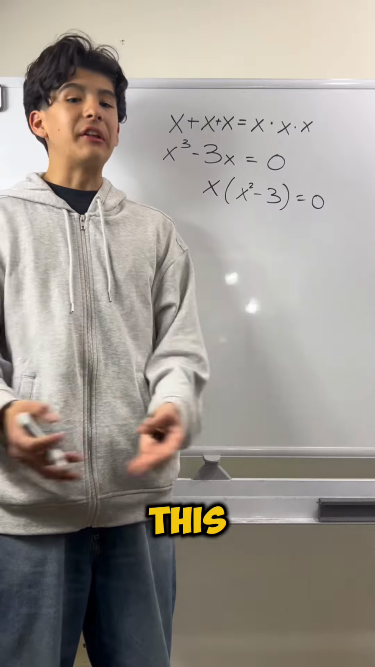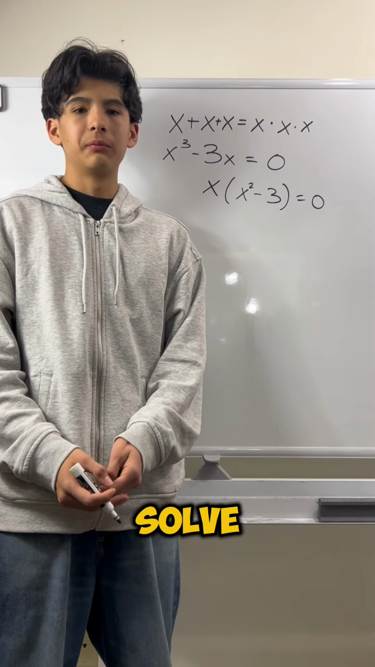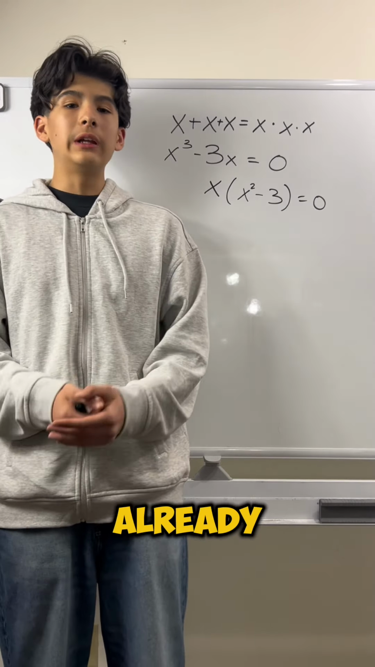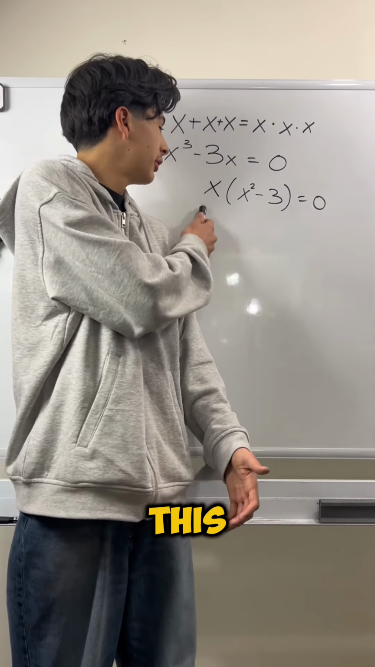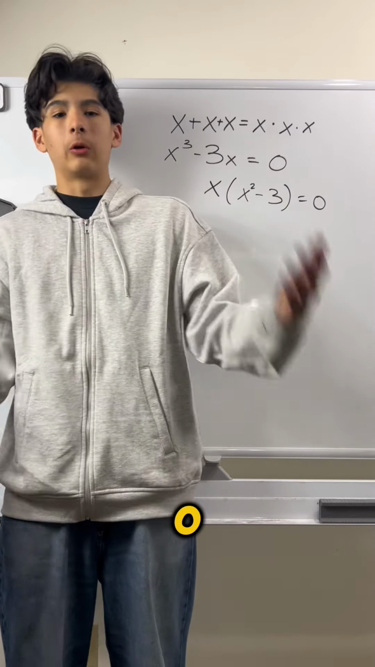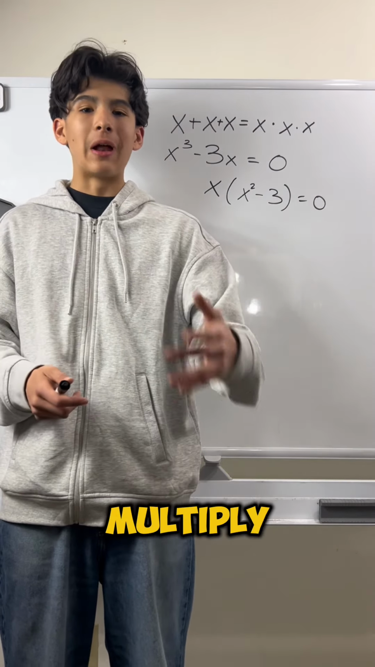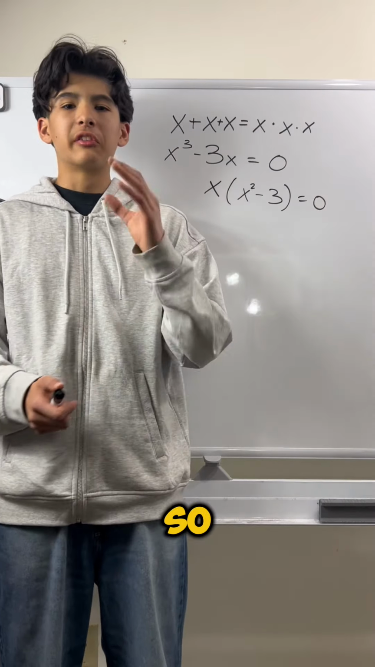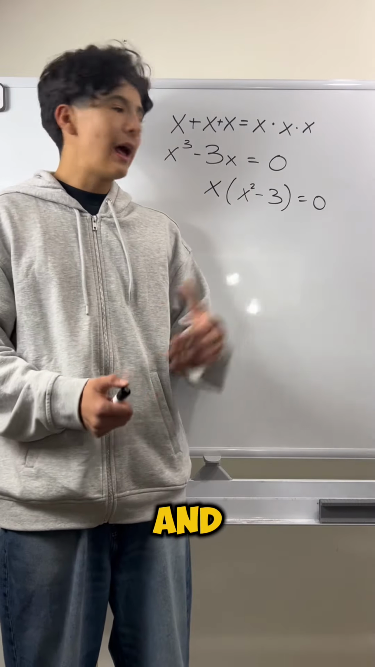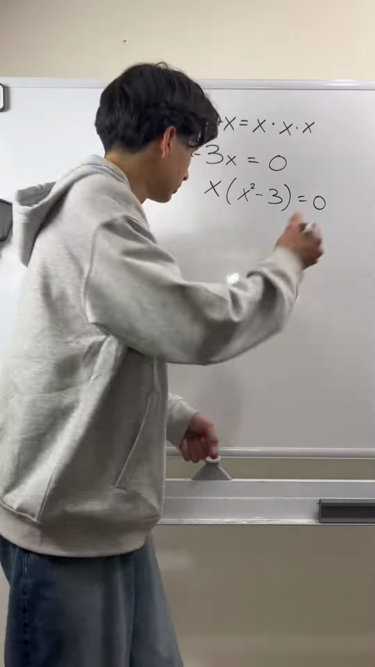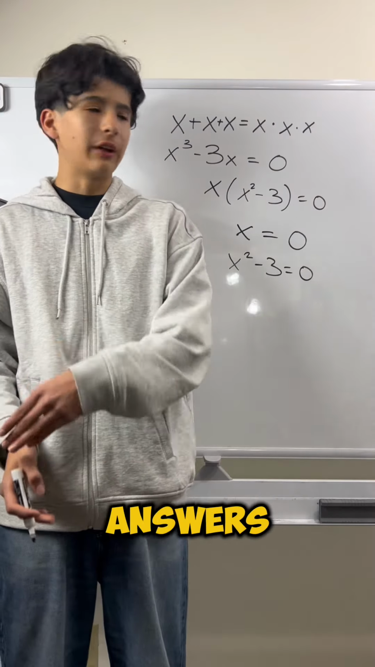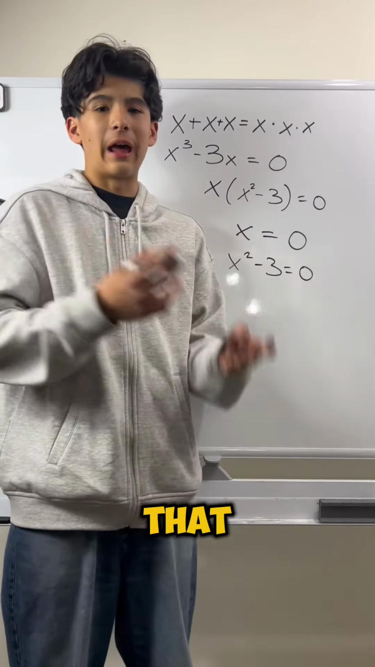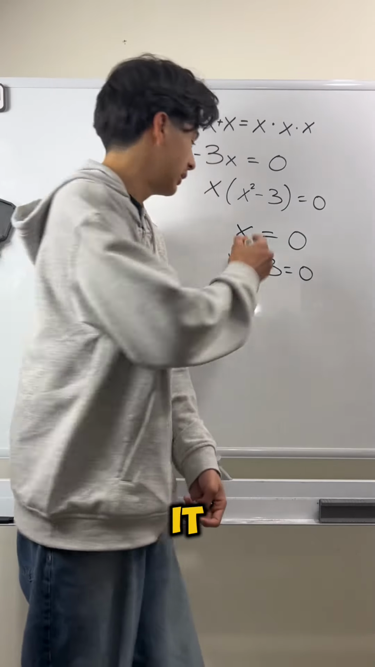So now we have this super easy equation that we could solve. If you don't know this already, if the equation has a 0 on one side of it, then that means either this term or this term equals 0, since one of them has to multiply to 0 in order to equal 0. So let's set x to 0 and x squared minus 3 to 0. Great, so now we have two other equations that we have to solve just to get the answers. This one already tells us that x is equal to 0, so I'll put a box around it.